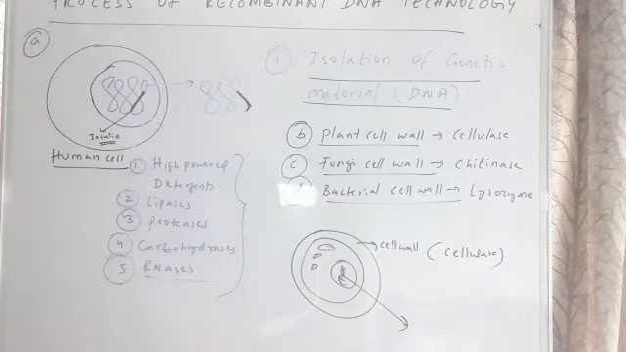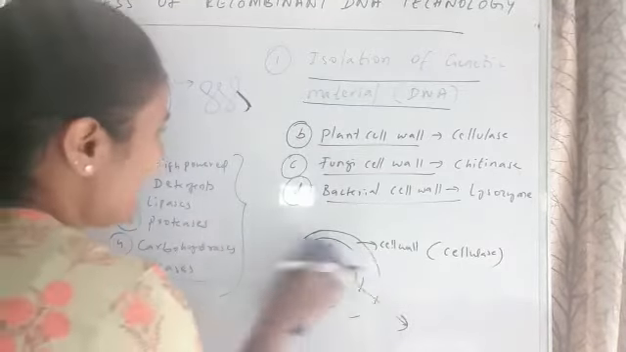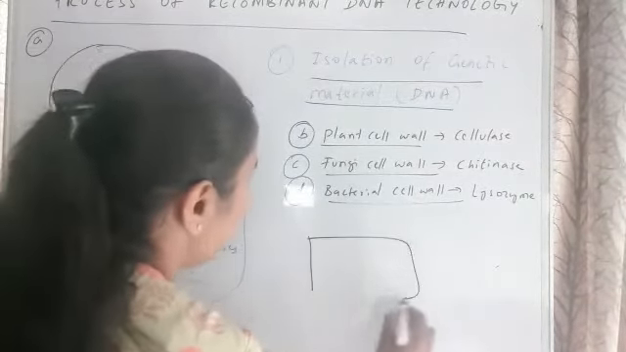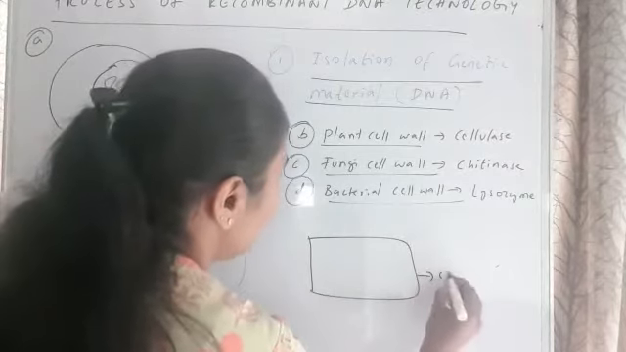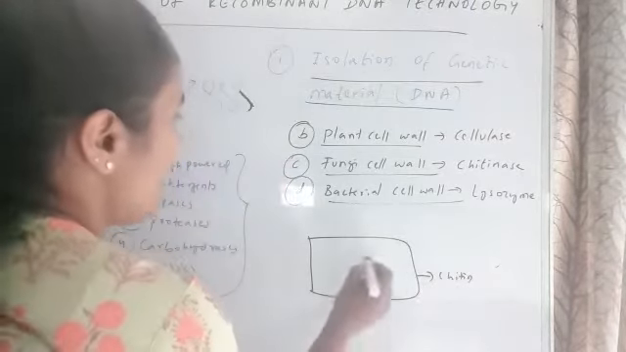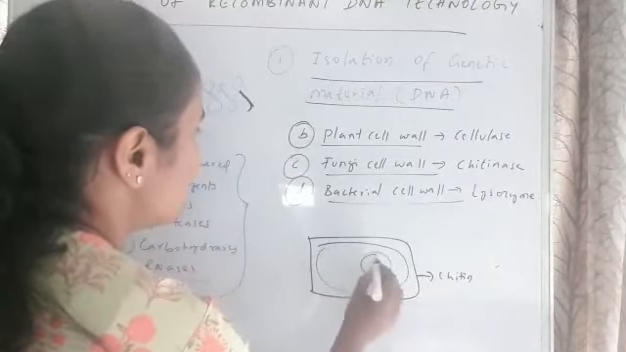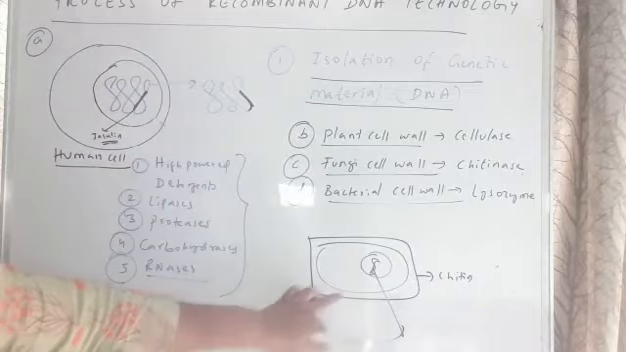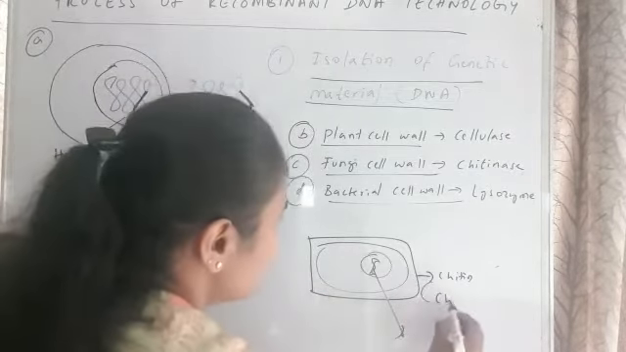Now similarly, to break the fungus cell, you know that even the fungus cell has a cell wall which is made up of chitin. To extract the genetic material from the fungus cell, the first enzyme we have to use is chitinase.